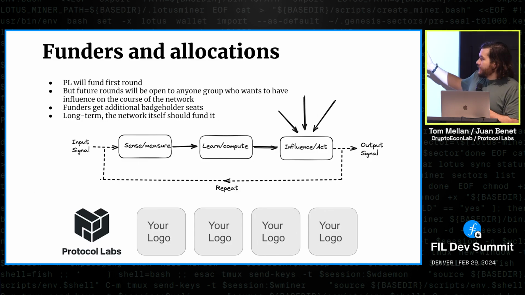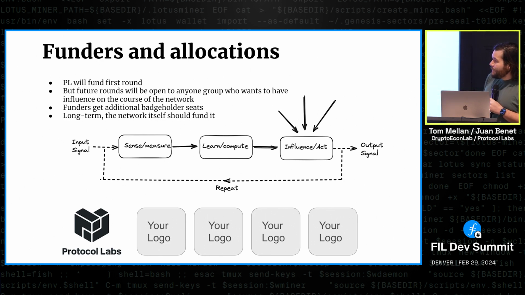So we'll have a set of funders and allocations initially. Again, in the long term, we think that this should be funded by the network itself, but we want to get it rolling and working and demonstrate the impact before we get there. So FIL will fund the first round. You can add your logo here and participate in funding public goods by contributing.